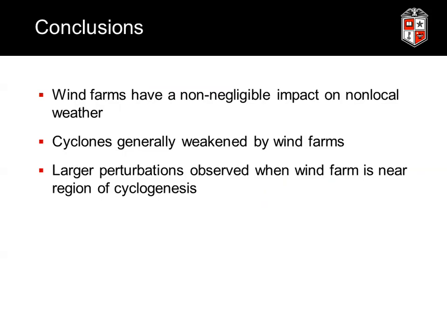So to conclude, wind farms, as seen here, have a non-negligible impact on the non-local weather. And cyclones are generally being weakened by wind farms in the field today. And there are larger perturbations that are being observed when the wind farm is located near the area of cyclogenesis, as opposed to wind farms that are located farther away.